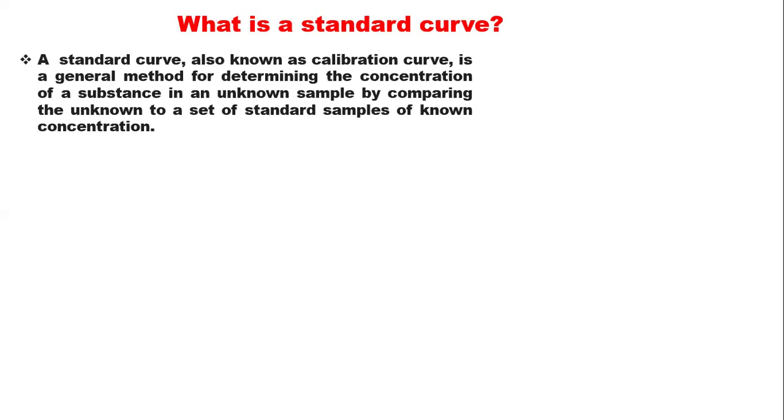So briefly, a standard curve is also known as a calibration curve. It's a general method used to determine the concentration of an unknown substance in a sample by comparing the unknown to a set of standard samples of known concentration. You will be given a known concentration and vary the concentration so that you can have an absorbance, so that you can plot a graph of absorbance against concentration.